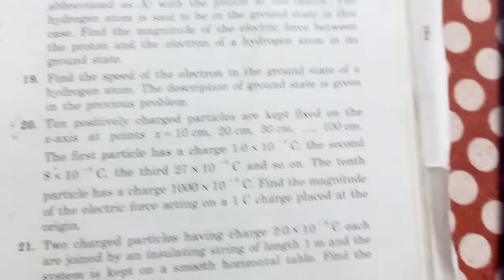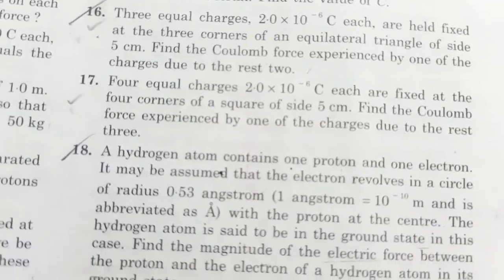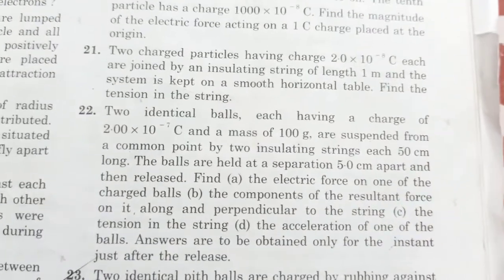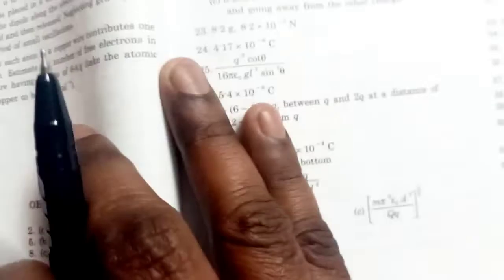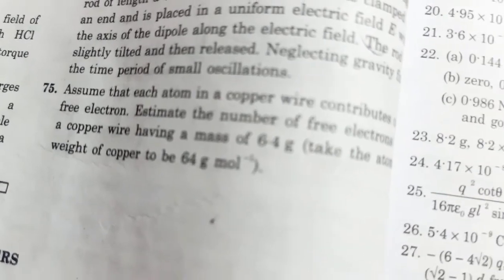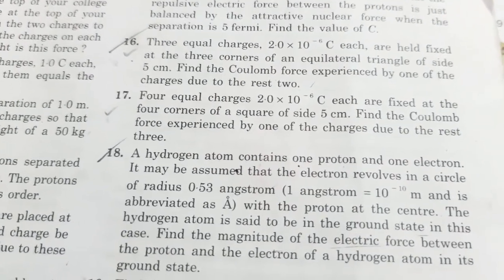So all the numericals are completed, from 16, 17, 18, 19, and then 20, and the next will be 21, 22, and so on. And there are a total number of numericals, here is 70, here is 75. So for the next classes I will try most of the numericals to be solved.